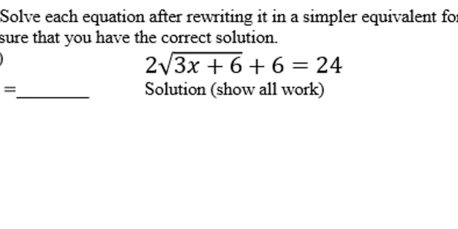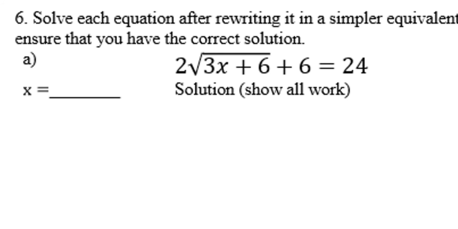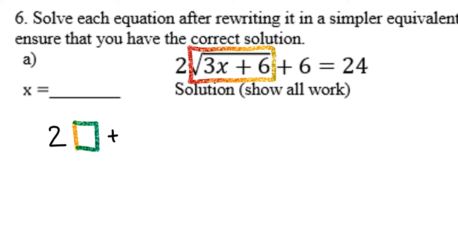If you recall, quite a while ago we had talked about this method of looking inside, and we're going to deploy that at some point. But I want you to consider this. I'm going to put a rainbow box here, and I'll write something similar here. I've got 2 times some magical box plus 6 equals 24. The square root of 3x plus 6 is not really a variable, but it's something that I want to isolate first.